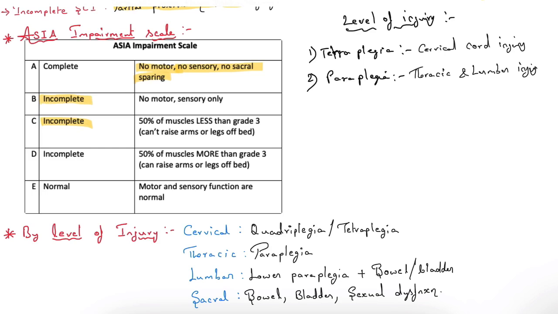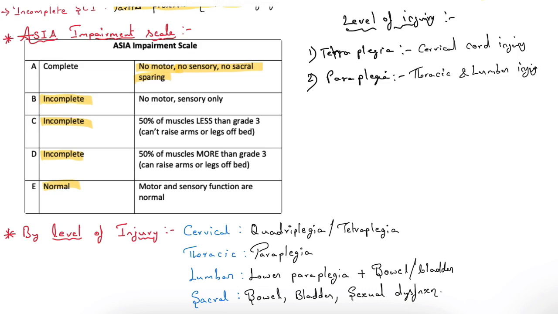Okay, next D. In D it's incomplete, and 50% or more of muscles are grade 3 or more, so the patient can raise arms or legs off the bed. That means motor is greater than or equal to 50% and greater than or equal to grade 3. Then E, the last one, is normal: motor and sensory functions are normal. Okay, the neurological level of injury is the lowest segment with intact motor, grade greater than or equal to 3, and sensory 2/2 functions.